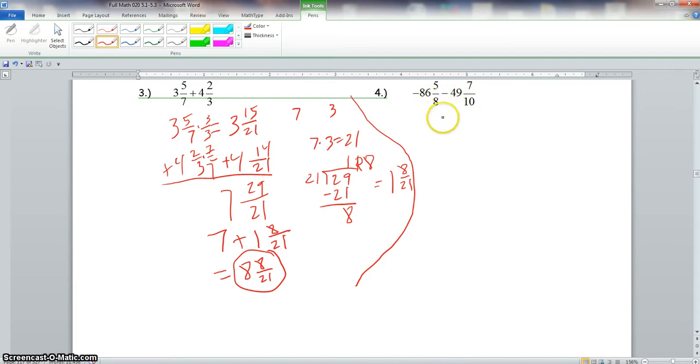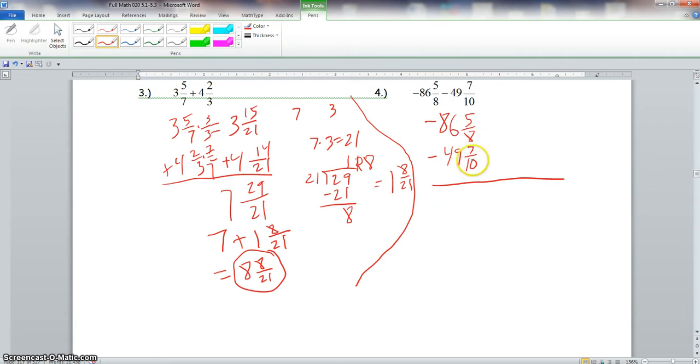So we could write this vertically. We will have negative 86 and 5/8 minus 49 and 7/10. Now I'm going to do this a little differently than I did the other problems because I didn't give myself enough space. Okay, now what we need to do is this.